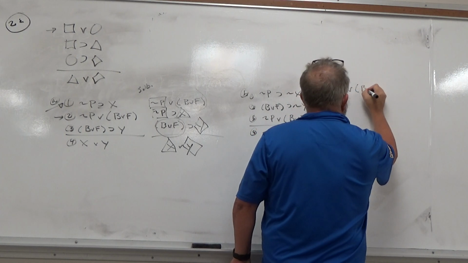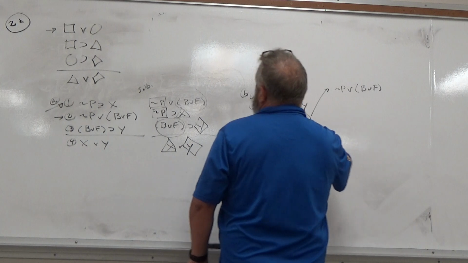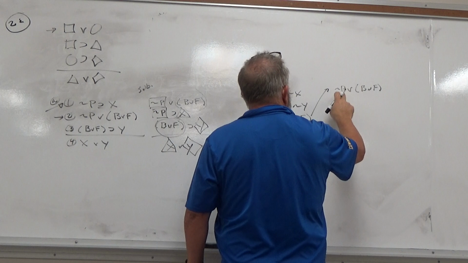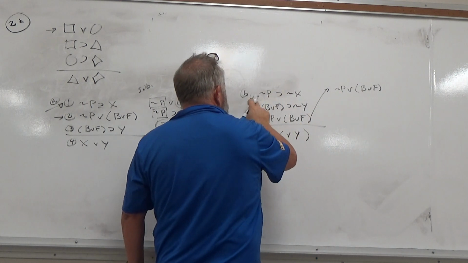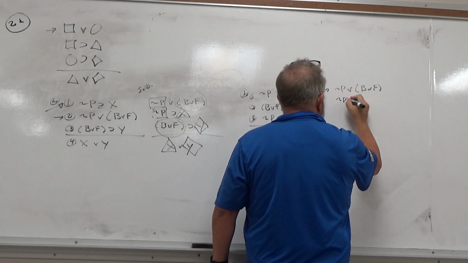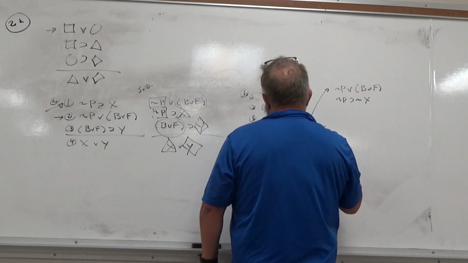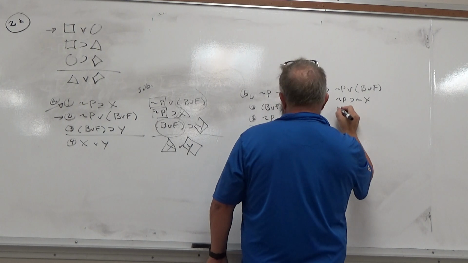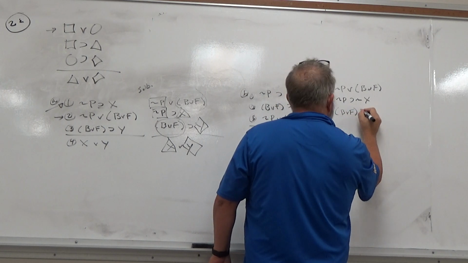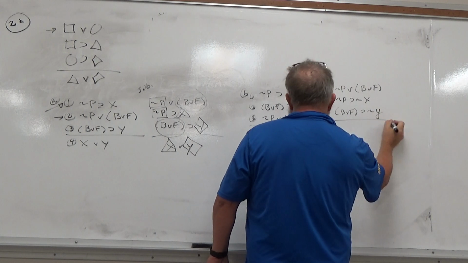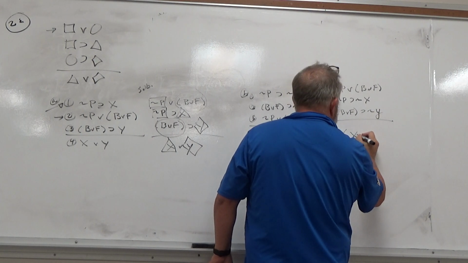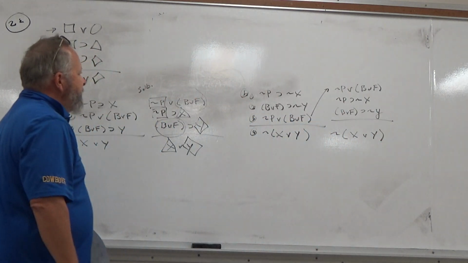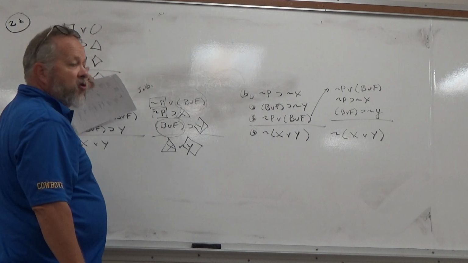So not P or B or F. Now the second line is a conditional that begins with the first disjunct. So I'm looking for a conditional that starts with not P. There it is on line 1. So I'm just going to write not P, then not X. So this stays. So then this one would be third, B or F, then not Y. And then the conclusion is not X or Y. Okay, so now let's see if it matches this structure.